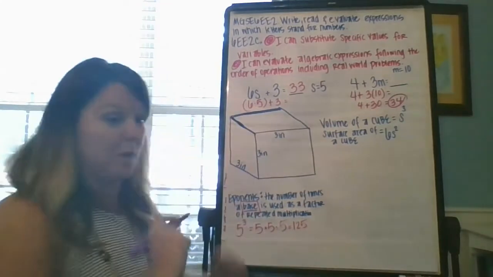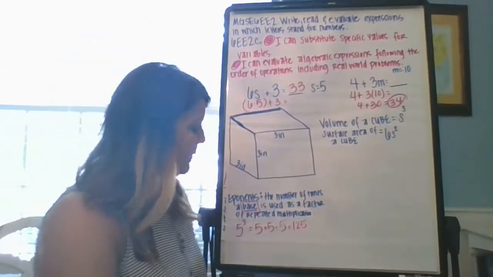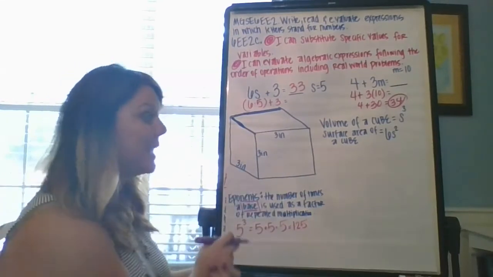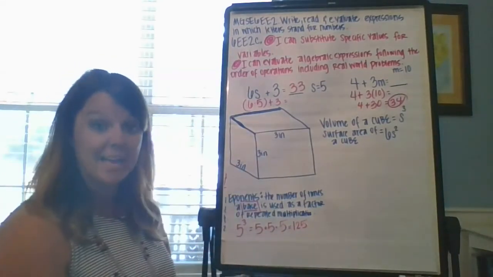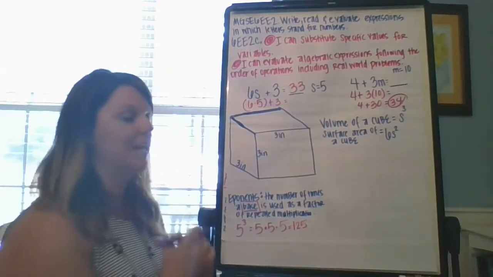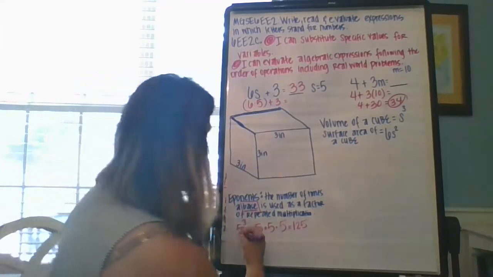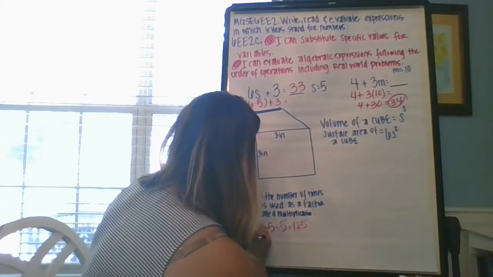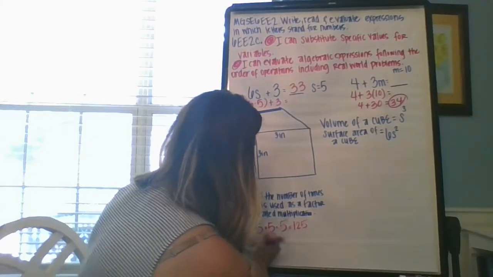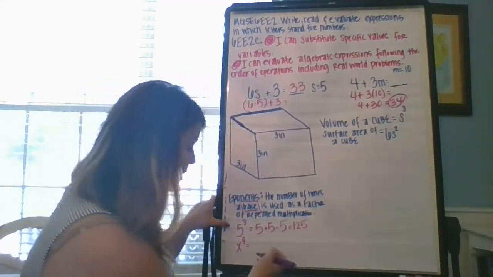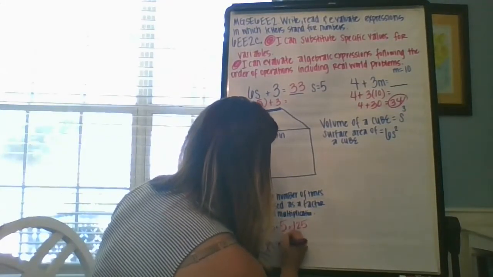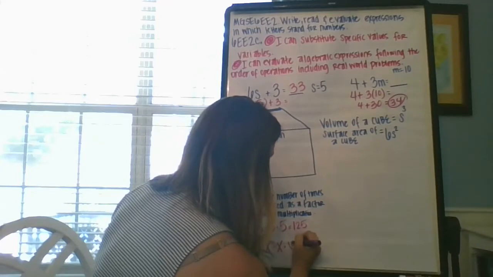I made a little boo-boo on my chart. It's got some tape, but it'll work. Okay, so in the same situation, if you had a variable as your base, so if you had x to the fourth power, that would simply mean that you multiply x times itself 1, 2, 3, 4.